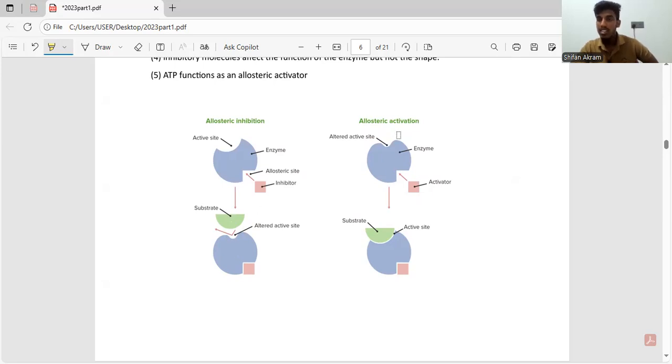Then again, the opposite occurs in allosteric activation. Here the enzyme is inactive. But when an activator binds to the enzyme, it activates the enzyme. It changes the shape of the enzyme.